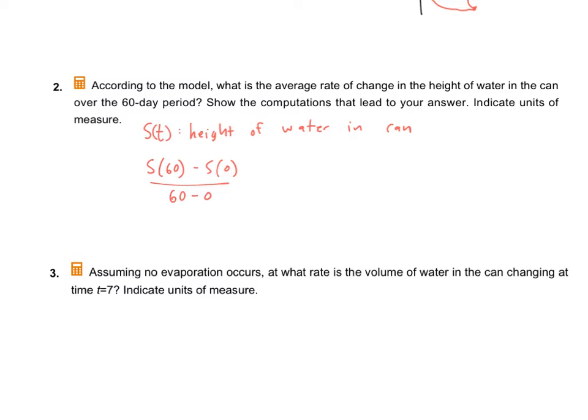The problem is that we're not given s, we're given s prime. You could do this still. You could integrate s prime, and then the initial condition you would use is s of 0 equals 0, right? Because it says initially, so when t equals 0, the height in the can is 0, so it's empty. So you could do that.